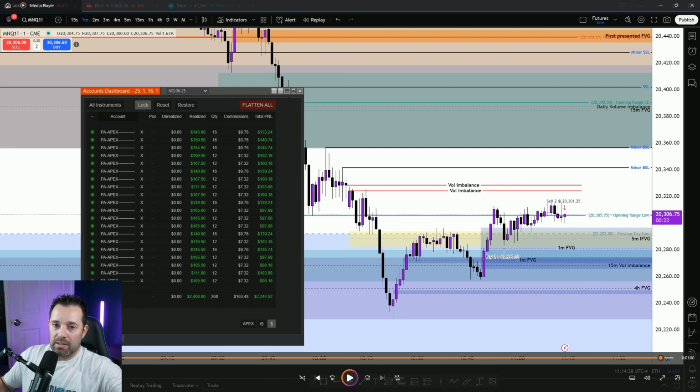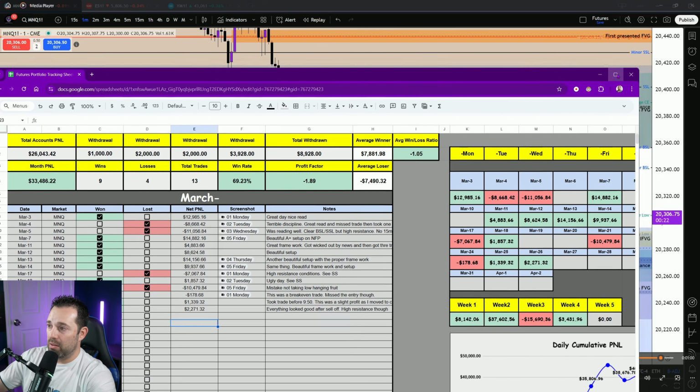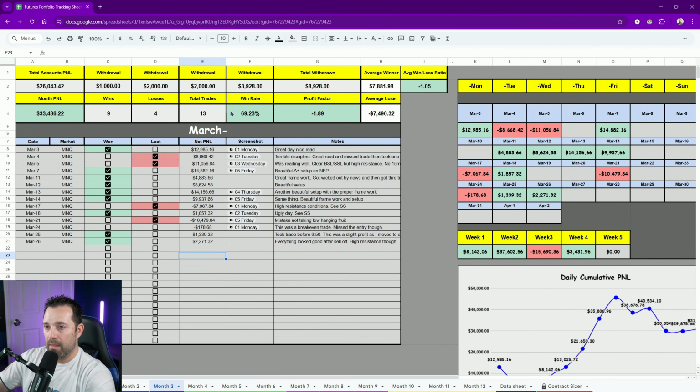So anyways, let's see if we get something for tomorrow, Thursday and Friday. Real quick, little update. Having a good month though. Having a pretty good month. 69% win rate. However, I got a few small winning days here that haven't really worked out very well.